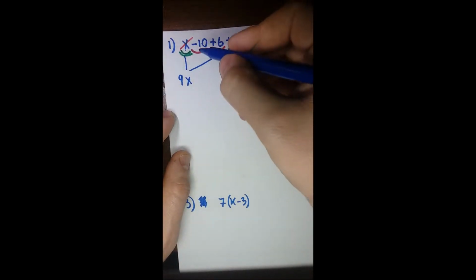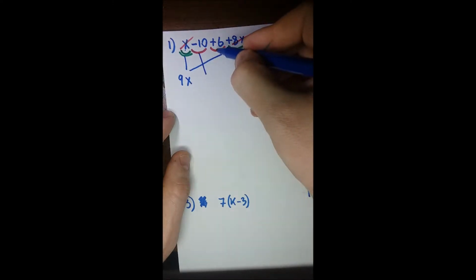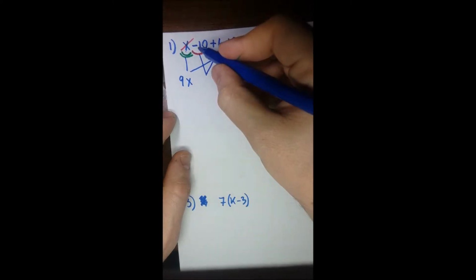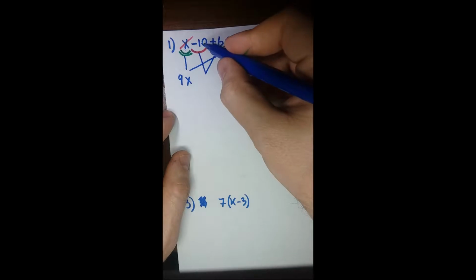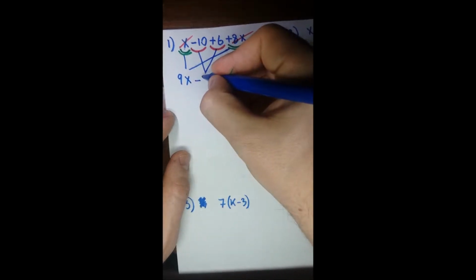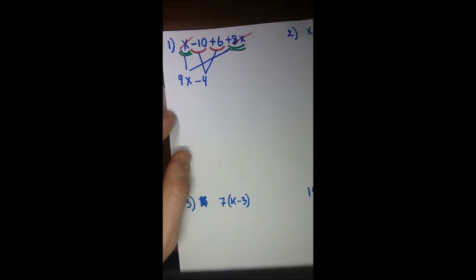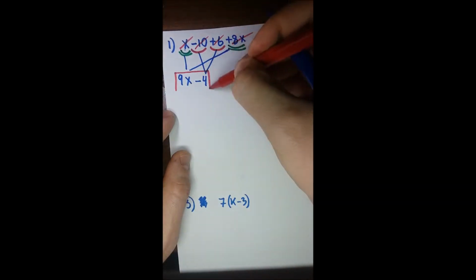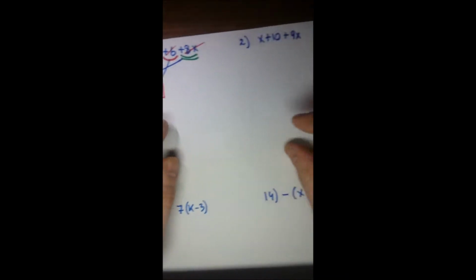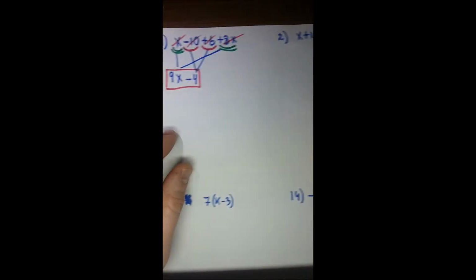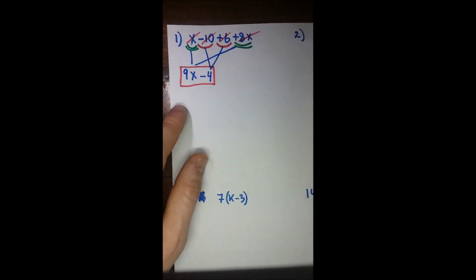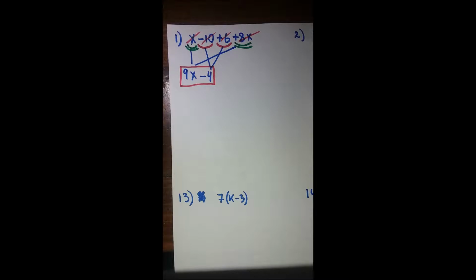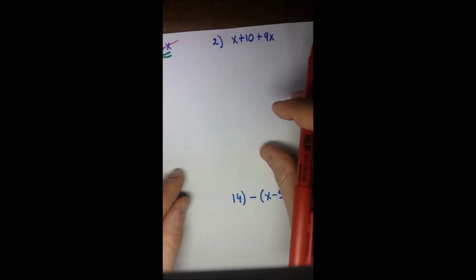Now, the second portion right here is going to be -10 plus 6. Again, -10 plus 6 is -4. This is your answer. Don't forget to cross these two out. Okay, number 2. Get back to number 1, it's your answer. Pause it, check it out, then move on here.